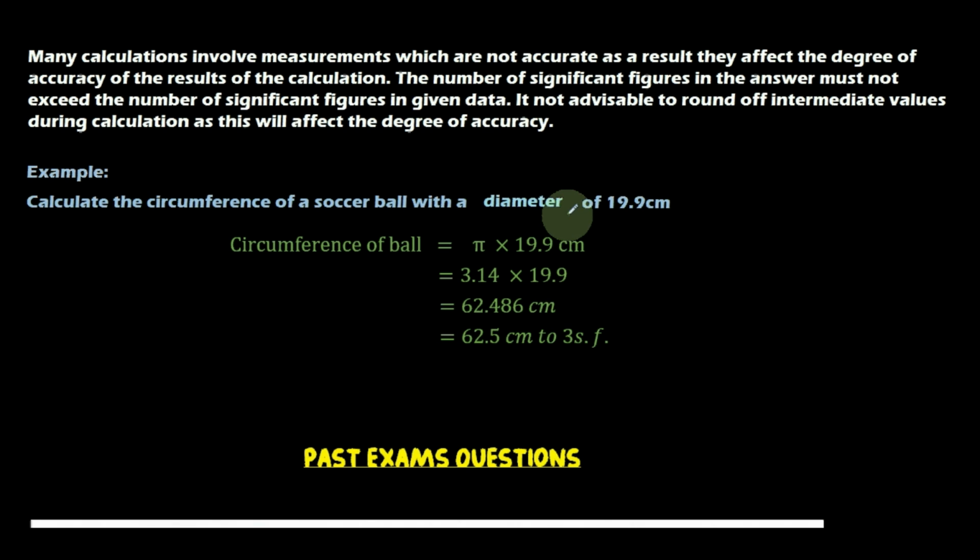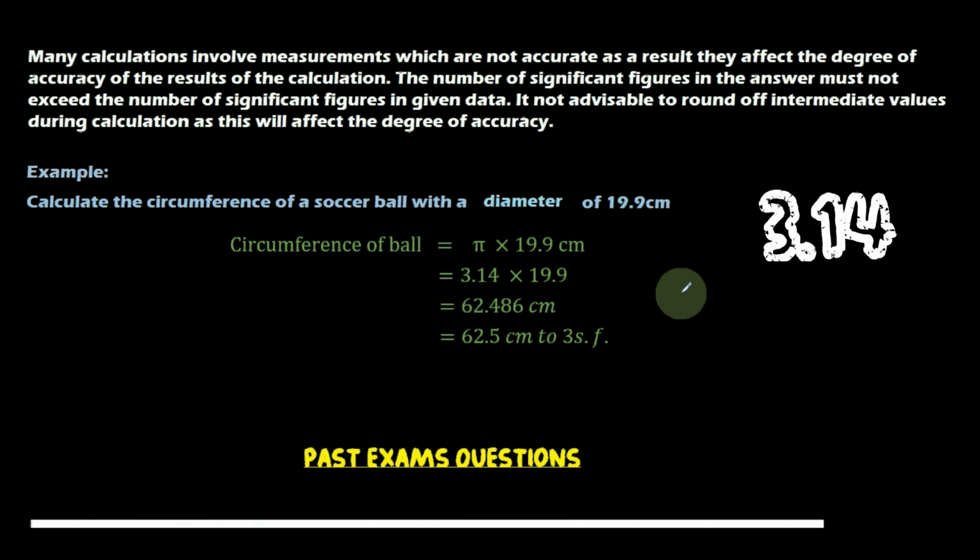Calculate the circumference of a soccer ball with a diameter of 19,9 centimeters. Circumference of the ball is given by pi multiplied by diameter. Now we know the value of pi is an irrational number, 3,14 and so on. And in our question, as you can see, we have 3 significant figures, 1, 9, and 9. These are the 3 significant figures that we have. Therefore, we must also do that for pi. Then we take the first three significant figures of pi. We have 3,14 and we multiply by 19,9.